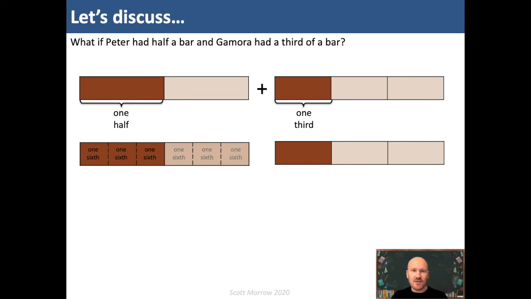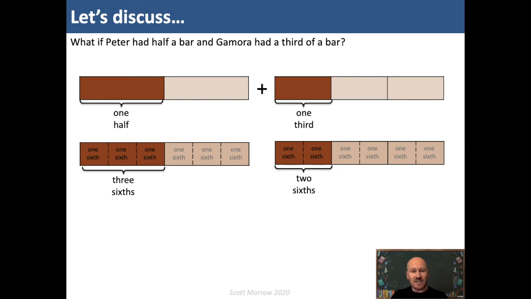Let's take the third of a bar that Gamora has, and this time why don't we take each of those thirds and split them in half? Now once we do that, we've created sixths again. The whole bar of chocolate has been split into 6 equal parts. However, she didn't have the whole bar, she only had 1/3. And that 1/3 is exactly the same as 2 of those sixths. So we've now got 3/6, which is the same as the half bar, and 2/6, which is the same as the third of a bar.